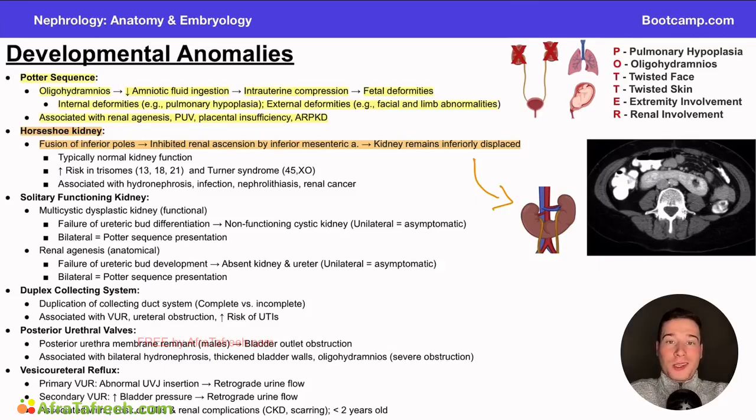Now you might be asking yourself, does this have any problems for the patients? And the answer is typically no. You typically have a normal functioning kidney, right? There's no problem with the development. There's no problem with the function. It's purely the fact that they are located below where we would expect them to be.